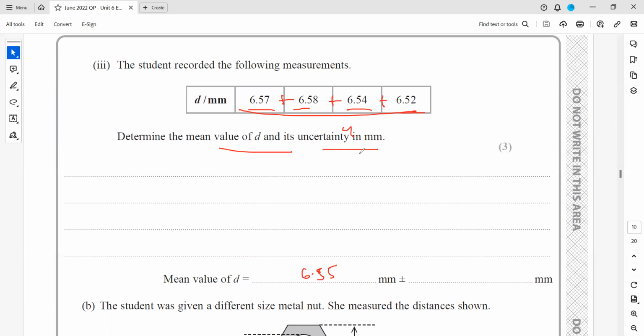But how to work out the uncertainty? Uncertainty for a group data is maximum minus minimum divided by 2. That is called the uncertainty for a group data. Like when we have a different set of results and we want to work out the uncertainty, it's maximum minus minimum divided by 2. So maximum value 6.58 and the minimum value 6.52. So 6.58 minus 6.52 divided by 2. This will give us the uncertainty, the half range, which is 0.03.